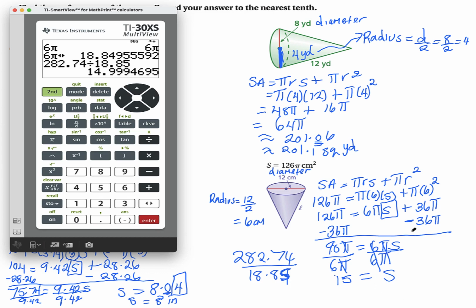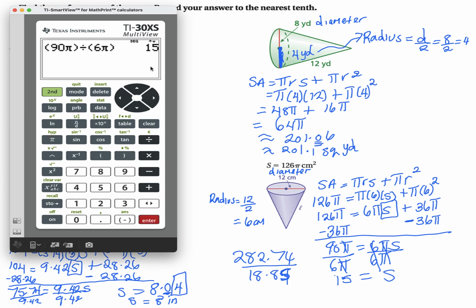But again, it's up to you, but if you're going to use your pi's, please remember, put some parentheses if you want to. That's why I always put parentheses. 90 pi divided by 6 pi. There's nothing wrong with being careful. Your answer is 15.